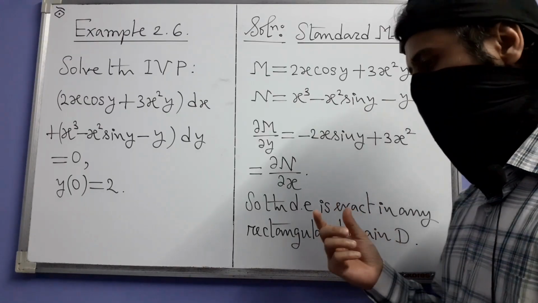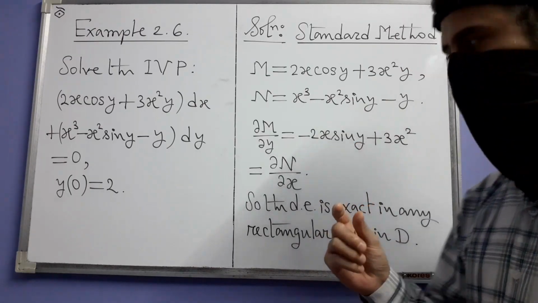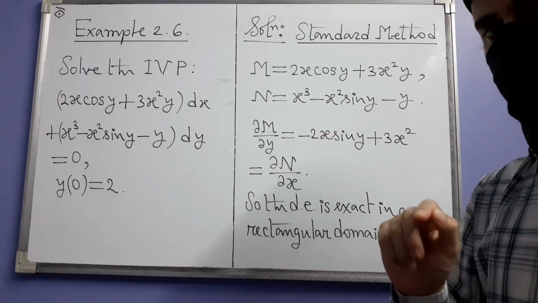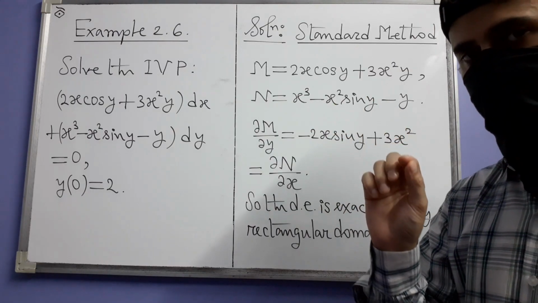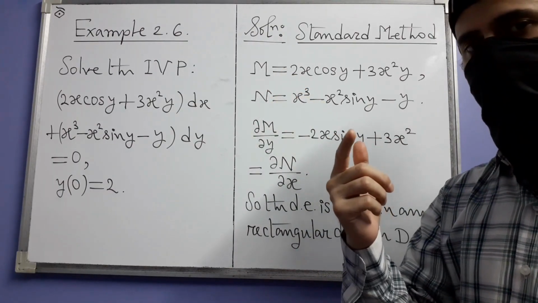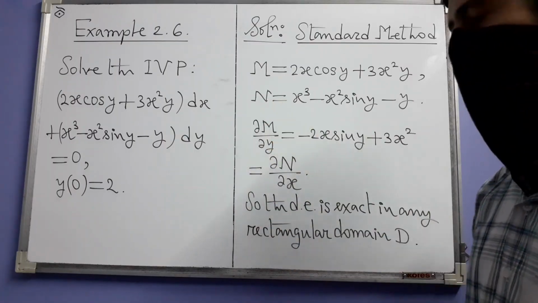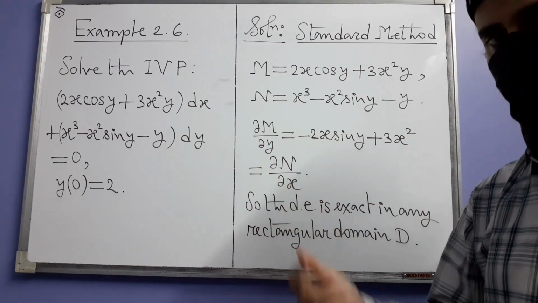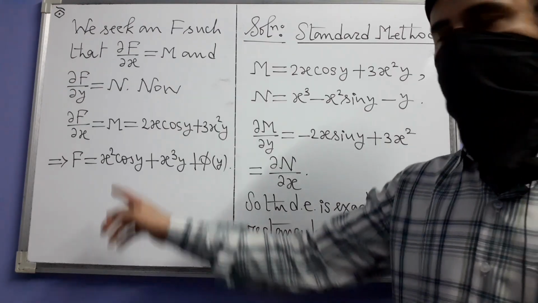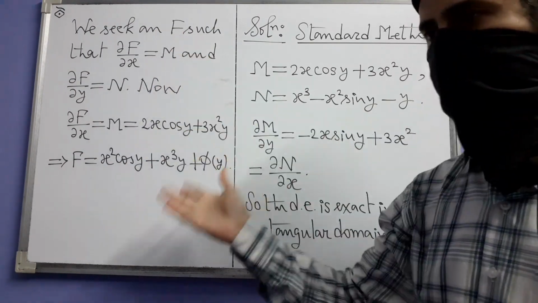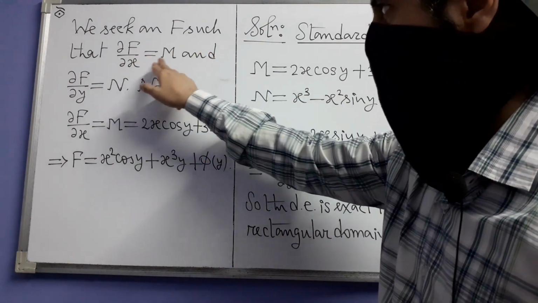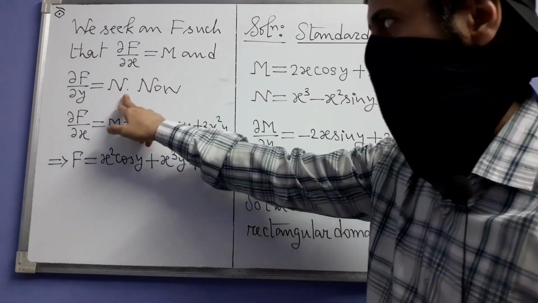The next step is to find a function f such that del f del x, that is the partial derivative of f with respect to x, is equal to M, and the partial derivative of f with respect to y is equal to N. So there actually the solution will start. So let's do that. So we seek a function f on D, again I am not writing those things, such that this is equal to M and this partial derivative is equal to N.